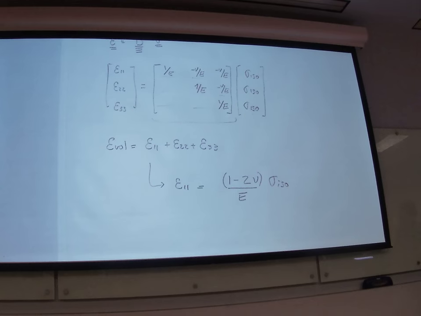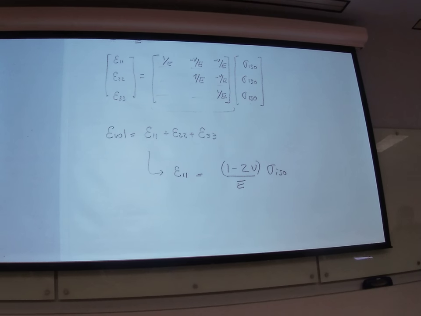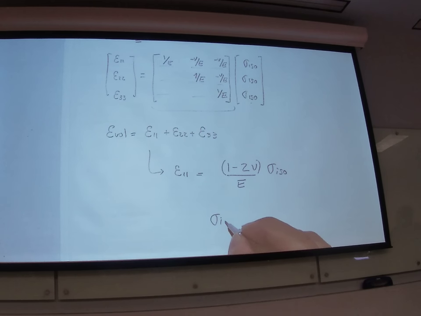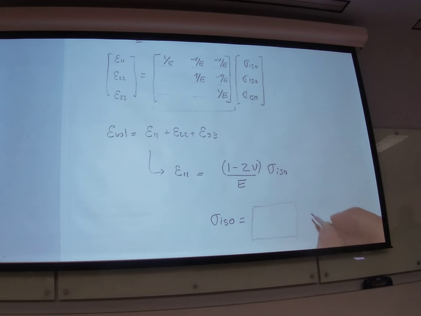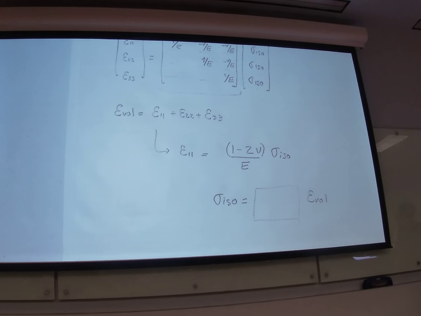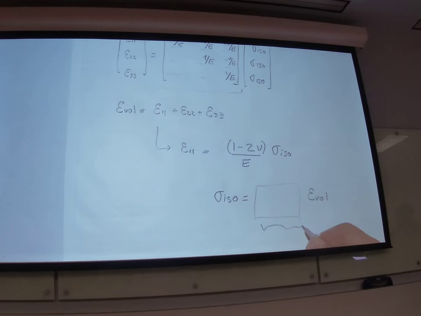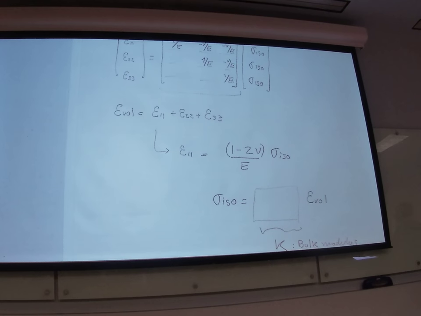And finally, I'd like to see what is sigma iso as a function of volumetric strain. You can see the solution in the notes. This one is going to be what is called the bulk modulus. So if you don't get to that solution of the bulk modulus, there is something wrong, but the solution is there.